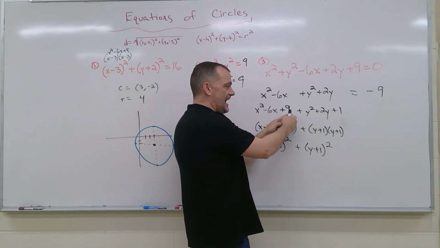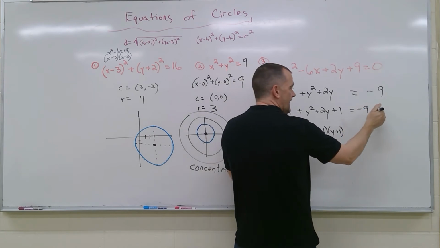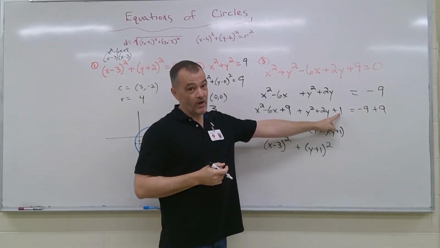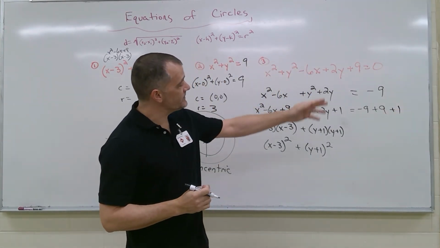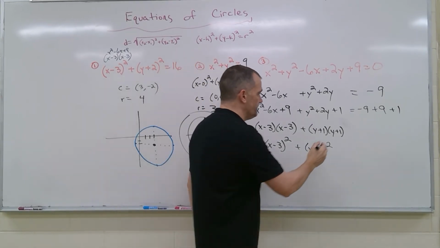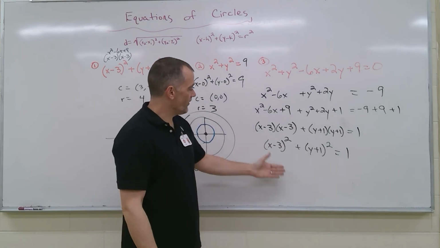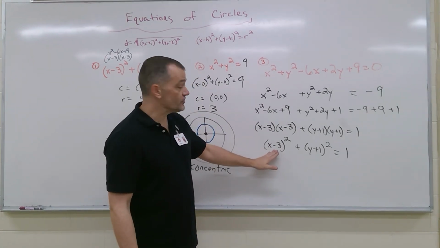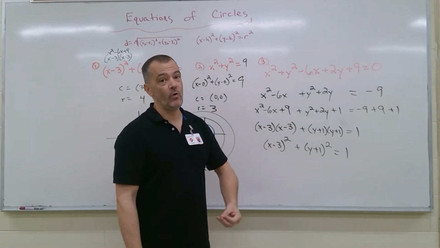But you've got to be a little careful. I just added 9 over here to the left-hand side, so I need to add 9 to the right-hand side to keep the balance. I also added 1 over here, so I need to add 1 over here. And now we see that the original negative 9 plus 9 is 0, plus 1 is 1. So now we've got our circle in a nice, beautiful form where we can see that the center is (3, negative 1) with a radius of 1.